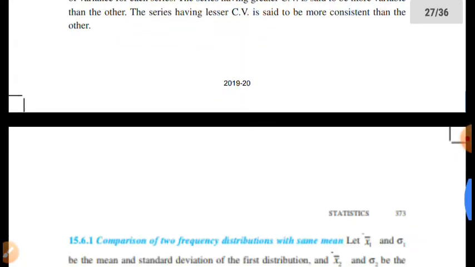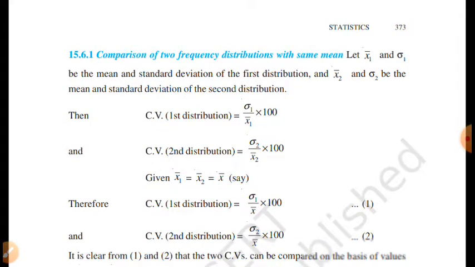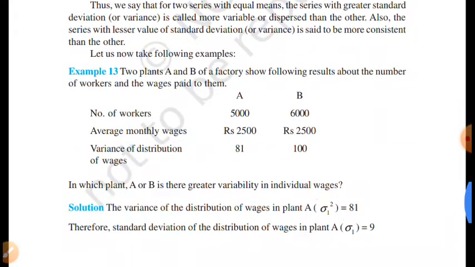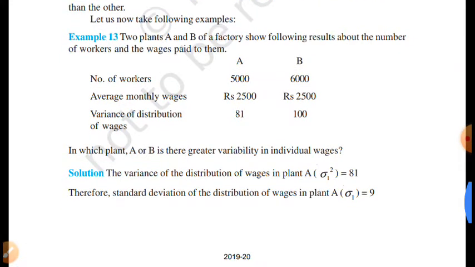So now let us see some comparison of the standard deviations, CV of the first distribution and CV of the second distribution. Two distributions are given here, and let us solve one problem. Let us see the example problems first, then go for the exercise problems. Two plants A and B of a factory: the number of workers, average monthly wages and variance of distribution are given, 81 and 100. The question asks which has more variability.